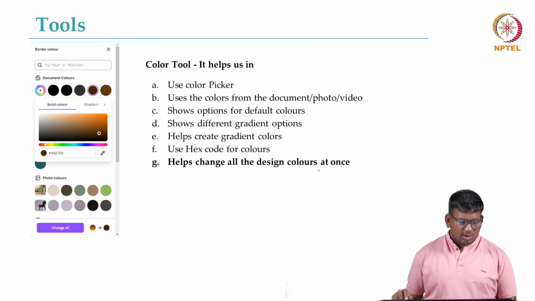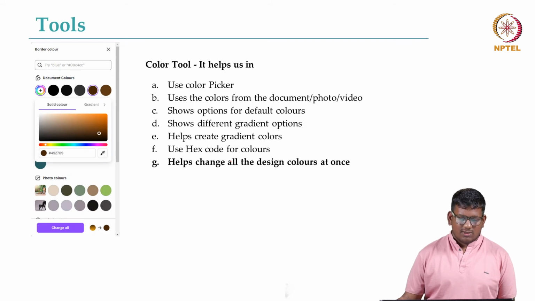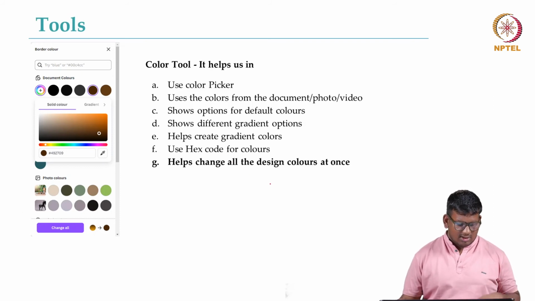Then let's explore the color tool. Here in the color tool, you have the color picker. You can use the colors from the document or from a graphic that you have pasted there. You can use the options for the default colors also. You can select different gradient colors, and it can help you create gradient colors as well. You can use the hex code. Every color has a hex code, in RGB format. You can use that to select the color, and it helps change all the design colors at once.